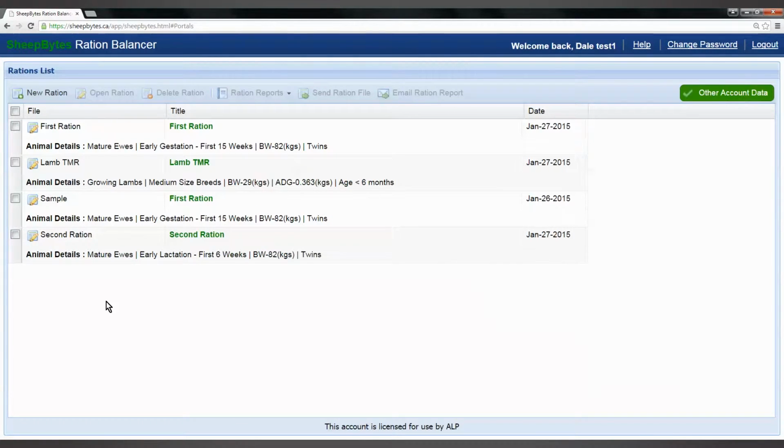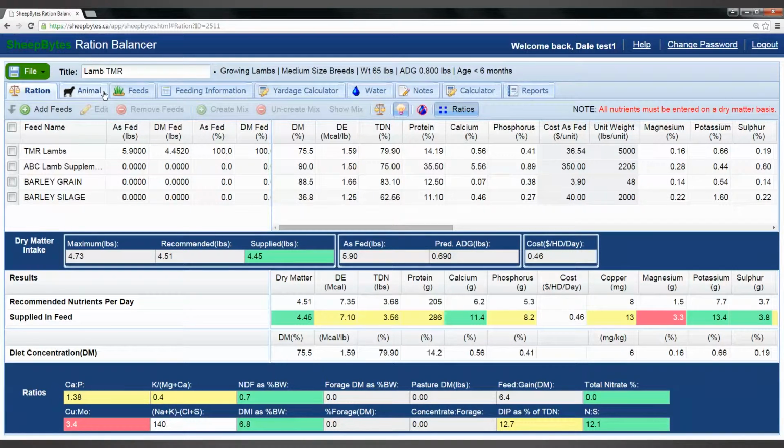In addition to balancing and checking rations for nutrient supply, SheepBytes can help the user to manage inventory and calculate feed costs. From the main rations list, let's select the lamb TMR, open that ration. You can see again this ration requires 5.9 pounds of feed per day. Notice that the cost per head per day over here is 46 cents per day.